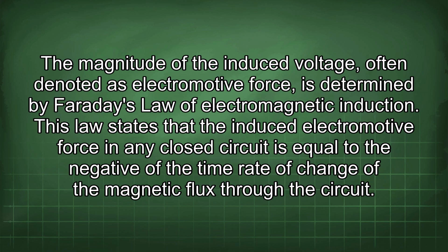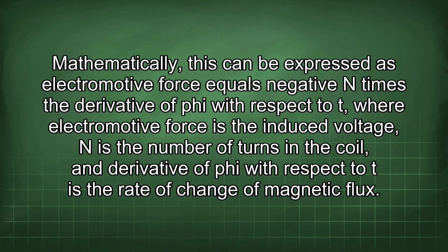This law states that the induced electromotive force in any closed circuit is equal to the negative of the time rate of change of the magnetic flux through the circuit. Mathematically, this can be expressed as electromotive force equals negative N times the derivative of phi with respect to t, where electromotive force is the induced voltage, N is the number of turns in the coil, and the derivative of phi with respect to t is the rate of change of magnetic flux.